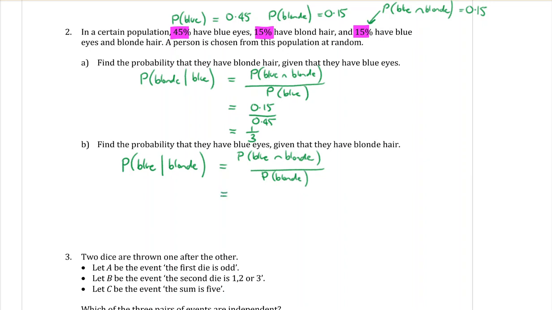So, again, from our information at the top of the question, the probability of blue and blonde was 0.15, and the probability of blonde is also 0.15. So that has a probability of 1. So the probability of blue eyes, given that they have blonde hair, will be all of them.